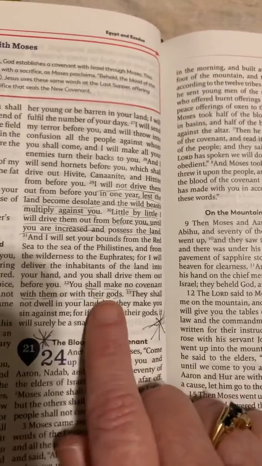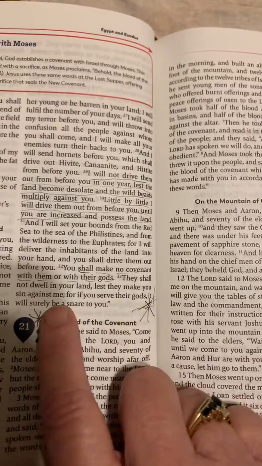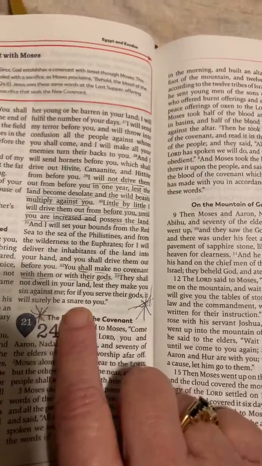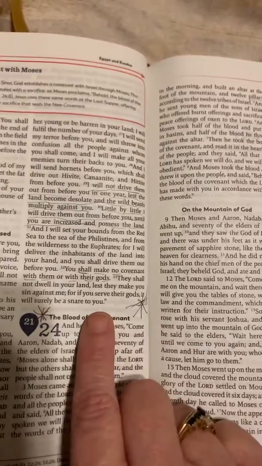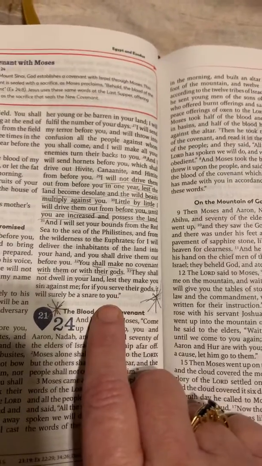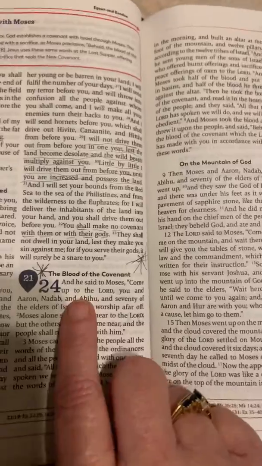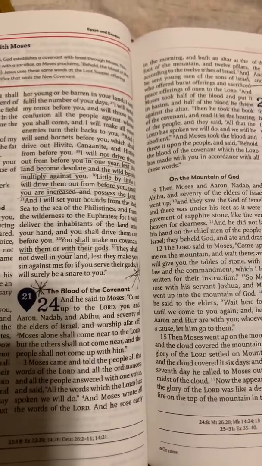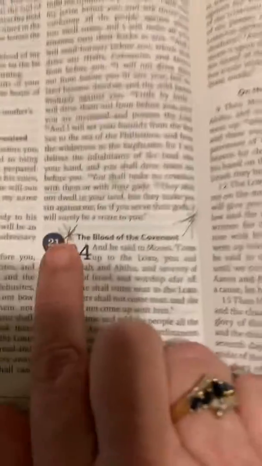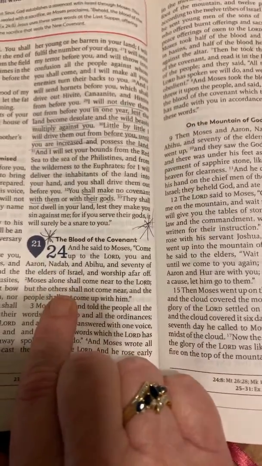You shall make no covenant with them, with their gods. You shall not dwell in their land, lest they make sin against me. If you serve their gods, it will surely be a snare to you. That right now is taking place against Israel. They are constantly being attacked by the Palestine. So the blood of the covenant with Moses. New understanding of the covenant. 21. The key event. Okay.